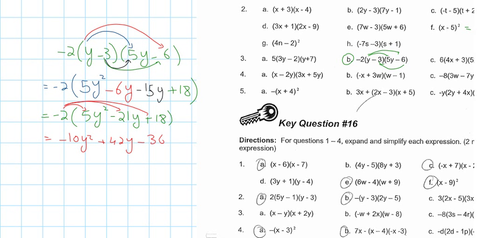That's right. Okay? So I have to do FOIL first and simplify inside my bracket, then I distribute. Are we okay with that? Okay. So you guys can get started on your key questions.